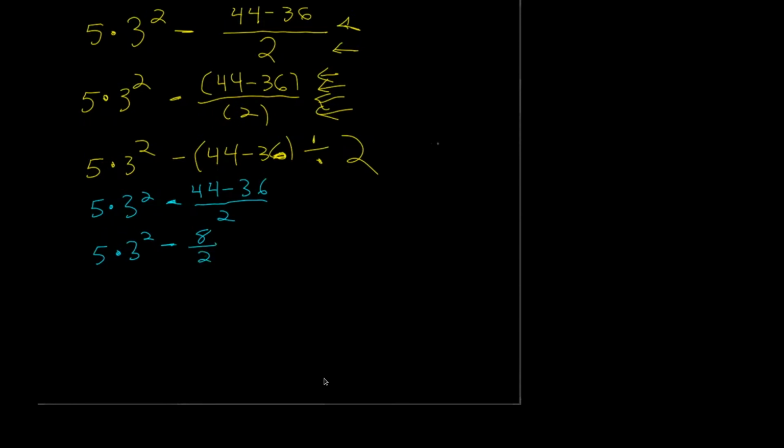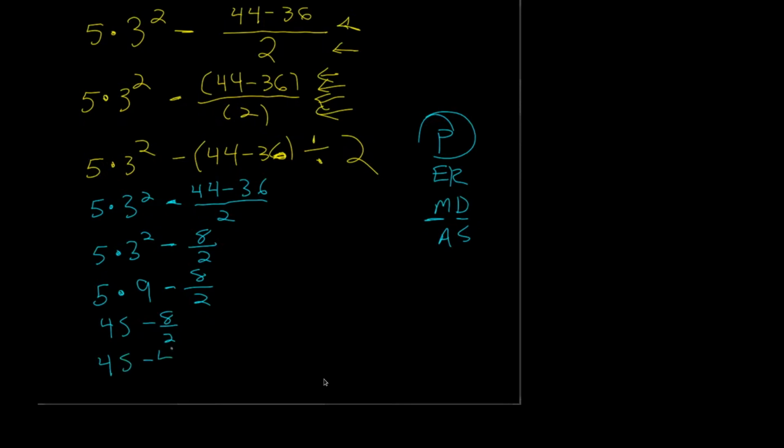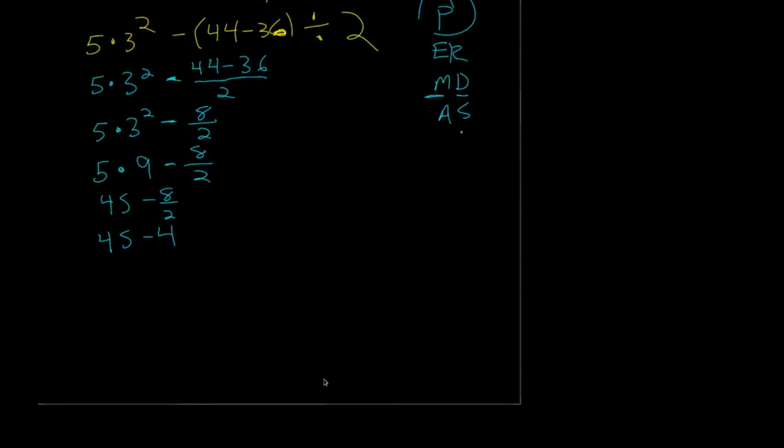Now, PEMDAS, let me write it down here again. So I've done my grouping. I've now got to do my exponents. Well, I have an exponent here. So I'm going to rewrite that as 5 times 9 minus 8 times 2. Now I've got to do the multiplication and the divisions. Well, I have a multiplication out here. And I have a division out here. And then finally, I do my addition and subtraction. 45 minus 4 is 41.